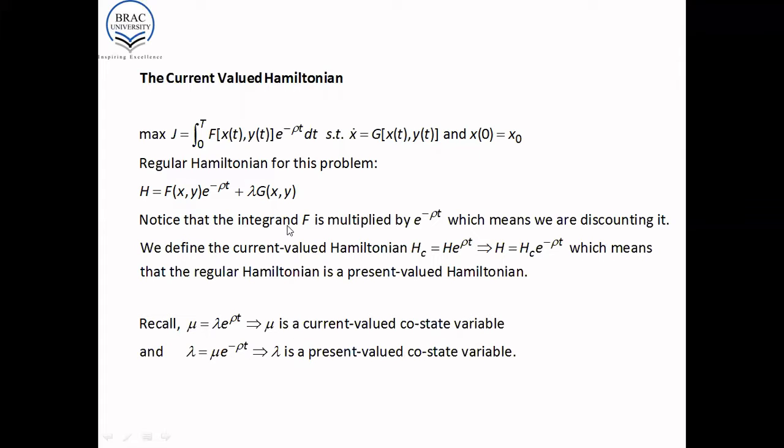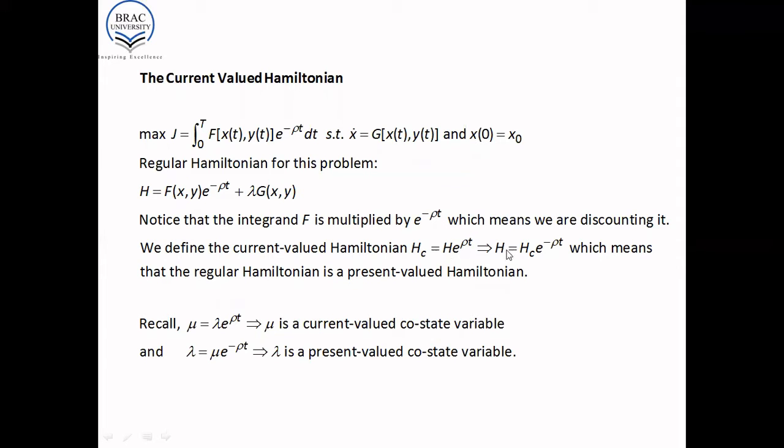Now notice that the integrand f is multiplied by e to the power minus rho t, which means we are discounting it. Remember, whenever we multiply something by e to the power minus rho t, we are effectively dividing it by e to the power plus rho t, which is a discounting exercise, right? So we're discounting it. We define the current valued Hamiltonian as H sub c, which is equal to H e to the power rho t. It's just a regular Hamiltonian H multiplied by e to the power plus rho t. Right, so this time we are not discounting it, but compounding it.